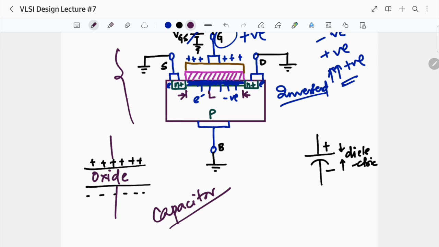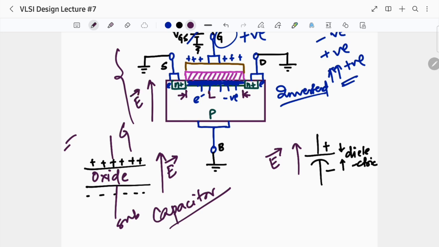And whenever we have a capacitor that is turned on and functioning, what do we get? We get an electric field in and around our capacitor. So this is the MOSFET: the top plate near the gate is positive, the surface of the substrate is negative, and we have the oxide. So over here as well we will have an electric field, and the direction will be from bottom to top.